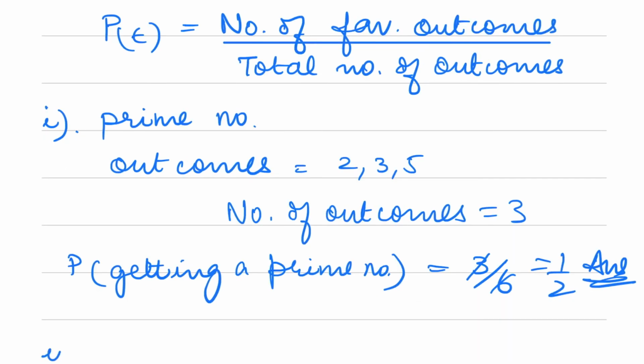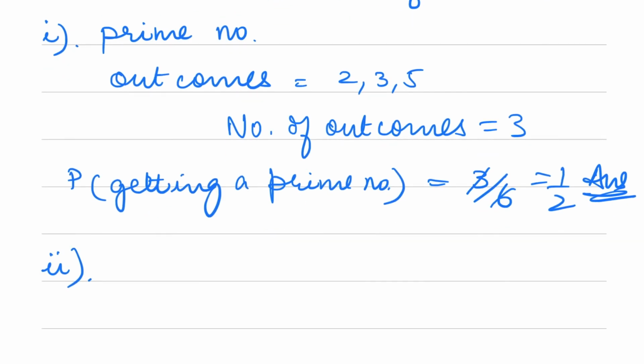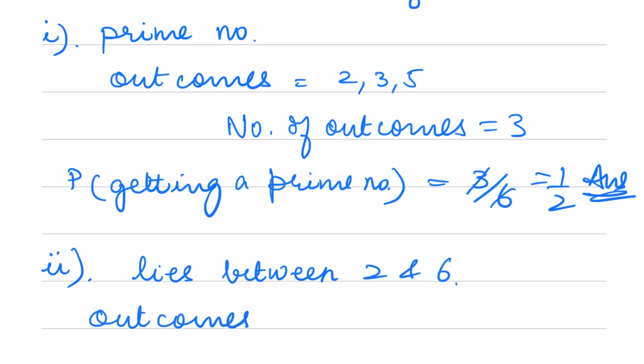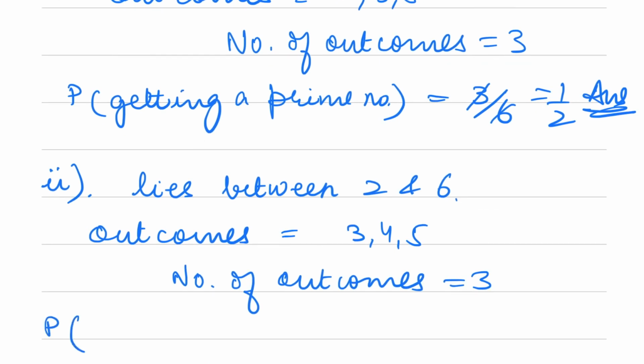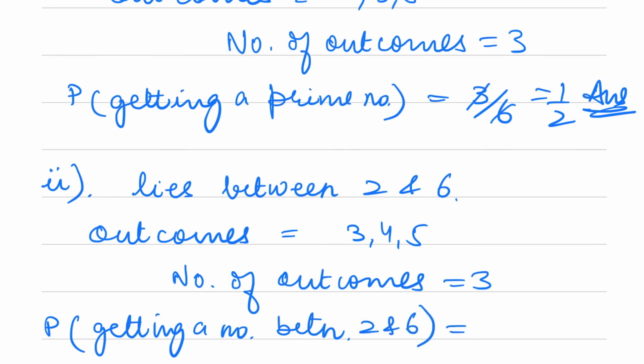Answer. Then second part we have probability of getting a number which lies between 2 and 6. So outcomes will be 3, 4 and 5. So here also number of outcomes are 3. So probability of getting a number between 2 and 6 will be equal to 3 by 6. Total outcomes are 6. So this is also 1 by 2.